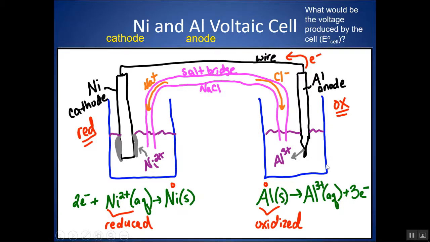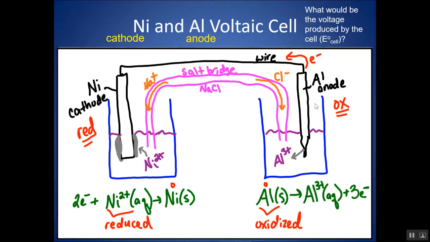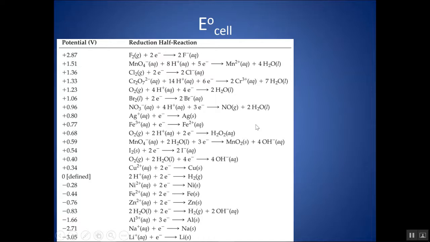Now the next question would be, what would be the voltage actually produced by this voltaic cell that I made out of the nickel and aluminum? And I can actually go to that chart to answer the question. Again, this is not a separate reference table anymore. What you need would be embedded in the problem. So you probably wouldn't get all of these, just the ones that you would need for the problem.